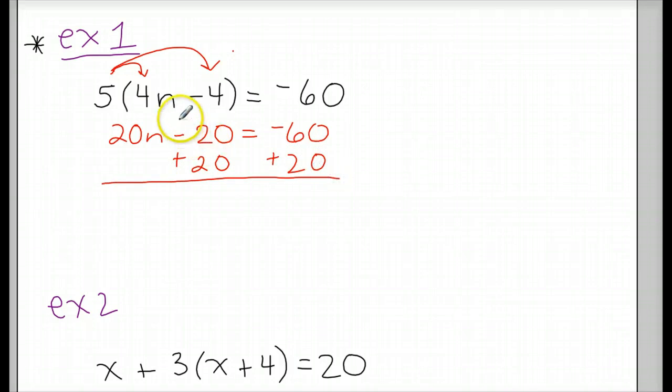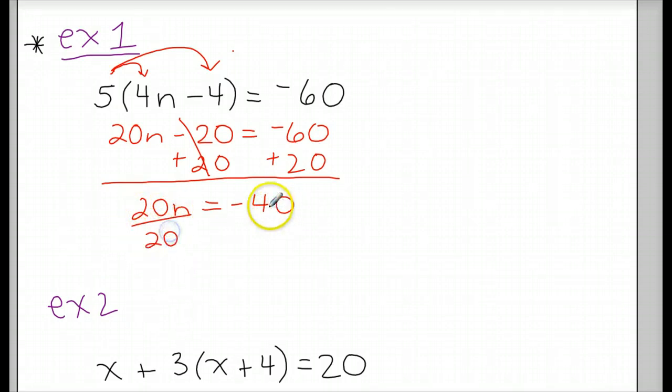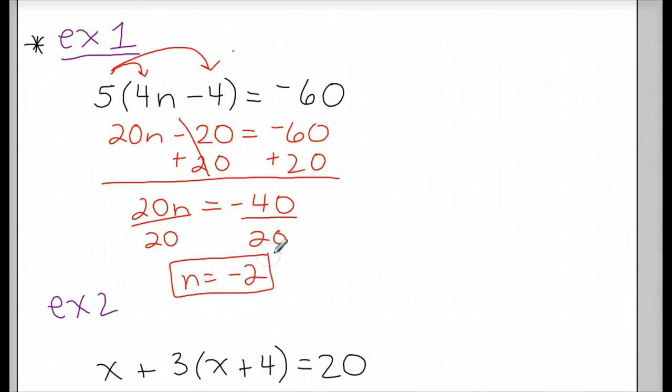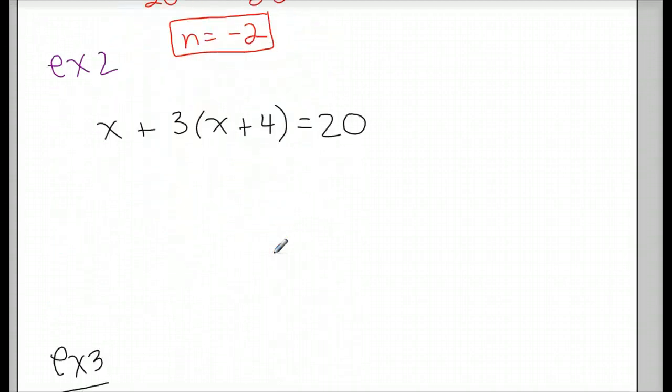Just like last week, we cancel these out. 20n equals negative 60 plus a positive 20. It's going to give us a negative 40. Now we divide. Because we're multiplying right here, we do the opposite of multiplication and we divide. Negative 40 divided by 20 is n equals negative 2. Remember, negative divided by a positive is a negative. All right, let's move on.